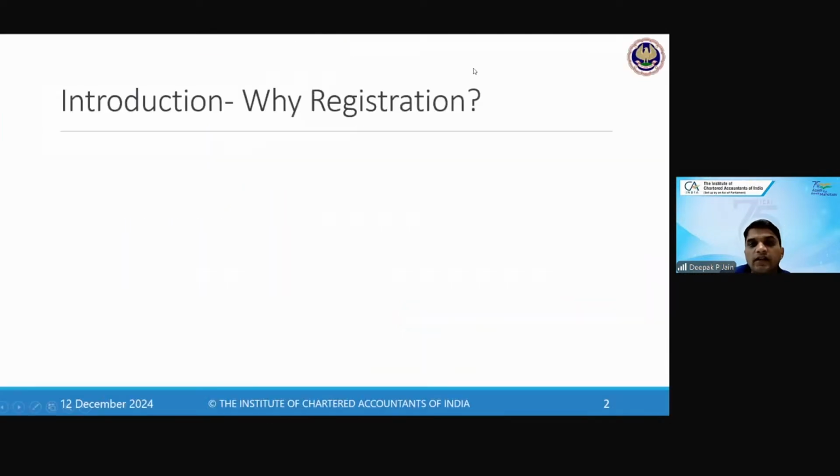Why registration? That is the first question. Before getting into the registration provisions, this is a procedural aspect, right? Because otherwise, input tax credit is all some legal aspect. Now, registration is a little procedural aspect. But basically, we need to understand when we read any law, or any topic we are covering, why we are covering it. So, firstly, we need to know why is there a requirement for registration.